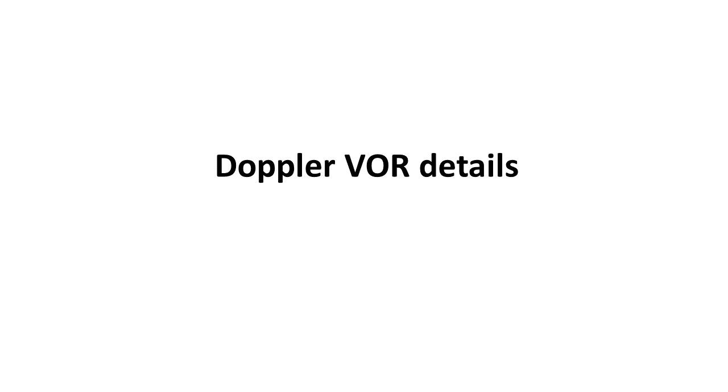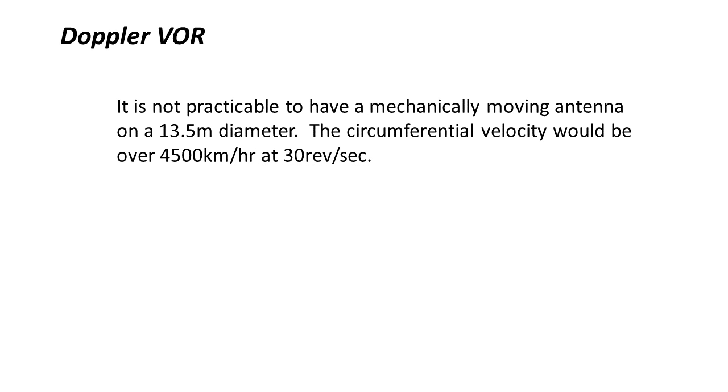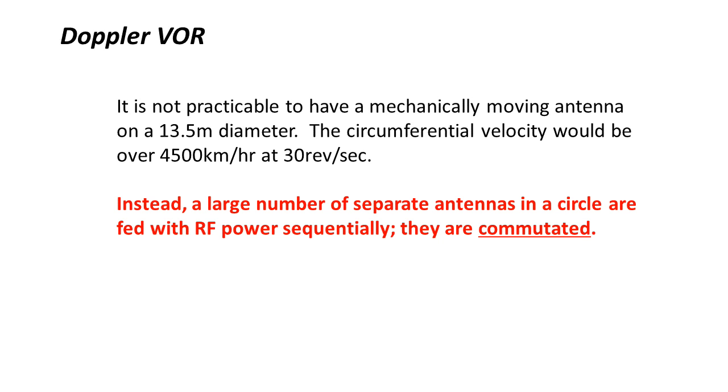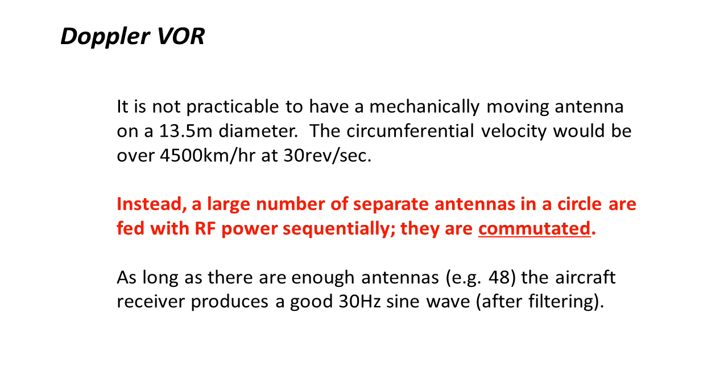It's not practical, however, to have a mechanically moving antenna on a 13.5 meter diameter. The circumferential velocity will be over 4,500 km an hour at 30 revs per second, several times the speed of sound. Instead, a large number of separate antennas in a circle are fed with RF power sequentially. They are commutated or switched so that the movement of a single antenna is simulated in a series of steps. As long as there are enough antennas, the aircraft receiver produces a good 30 Hz sine wave after filtering.